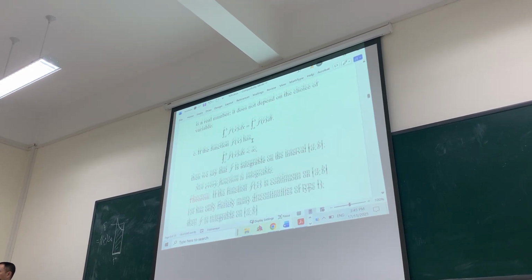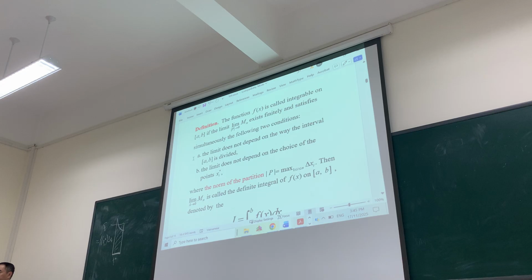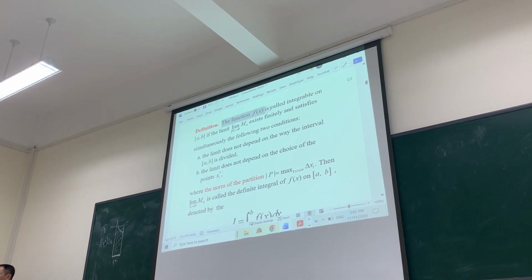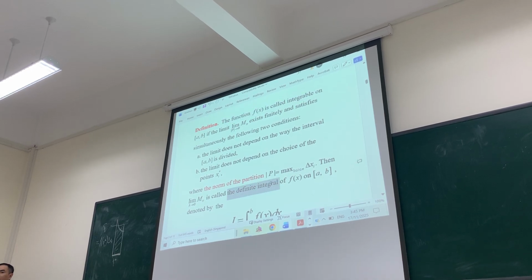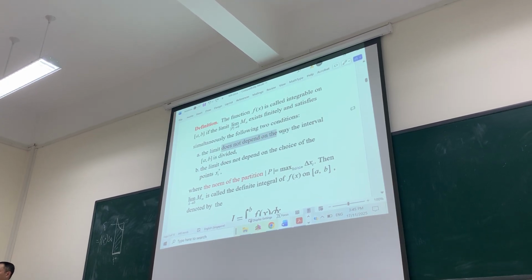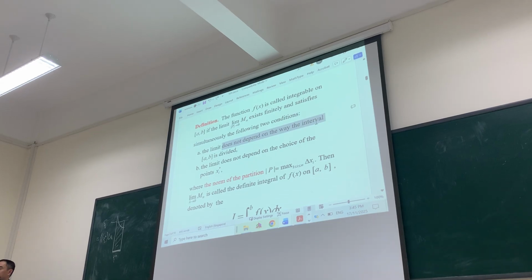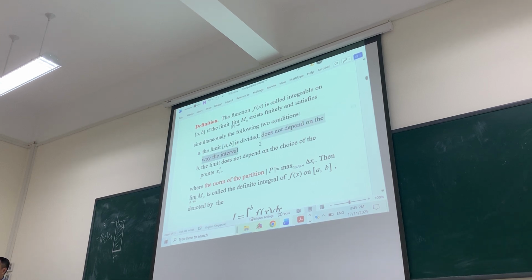Now let's see the definition related to the definite integral. The function f is integrable. We have the definite integral here. The limit doesn't depend on the way the interval [a, b] is divided. Does that mean we can divide the interval [a, b] evenly?